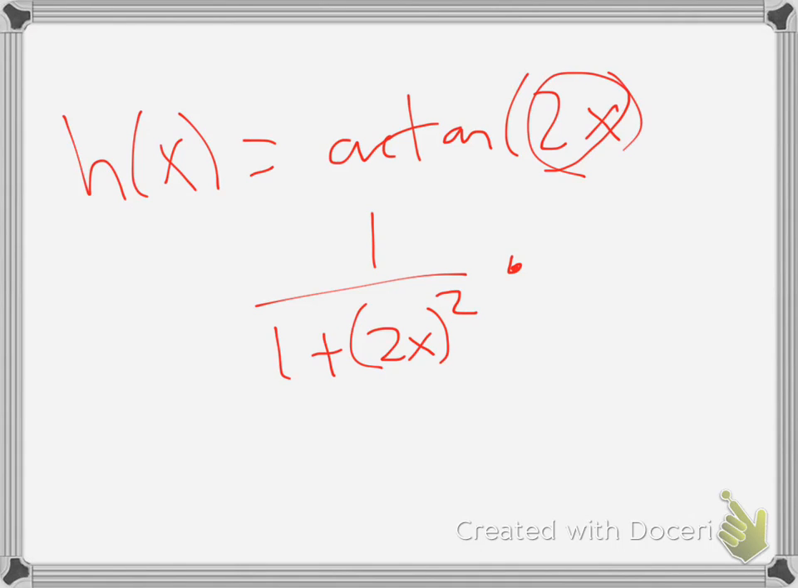And then the chain rule isn't the chain of the stuff I just wrote, it's the chain of what I circled up there, of 2x. And the derivative of 2x is 2. And you can leave it like that, no need to simplify or anything. So that is h prime of x. Okay, so that was number 3.